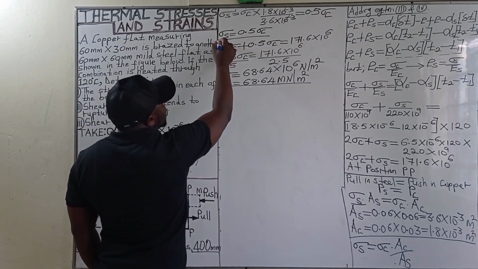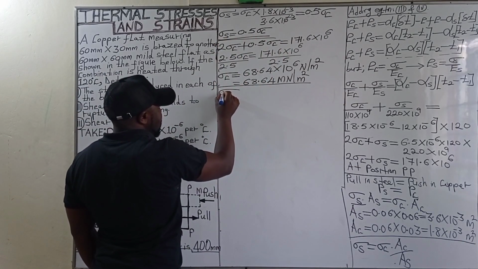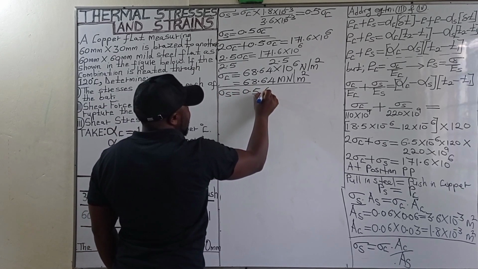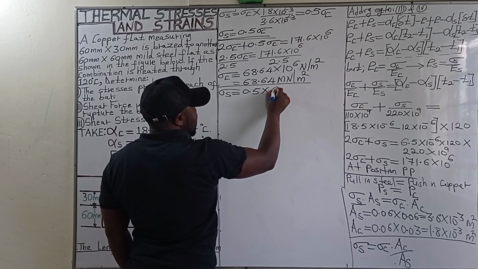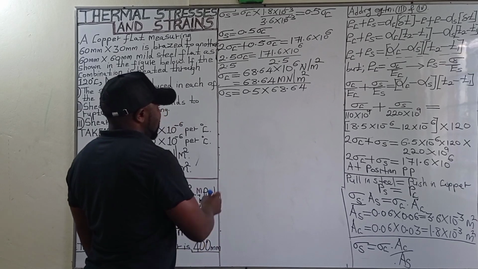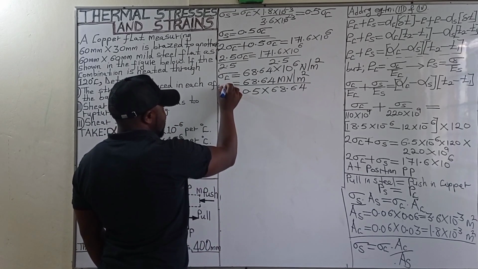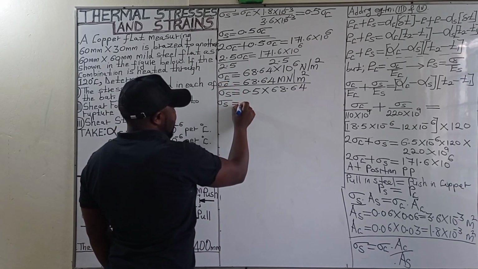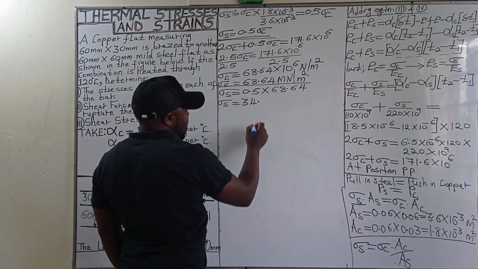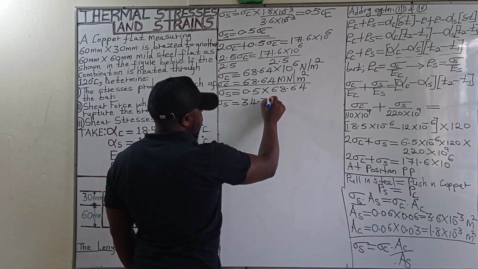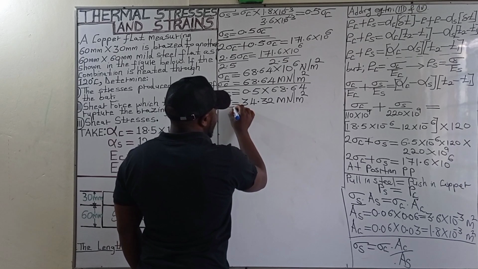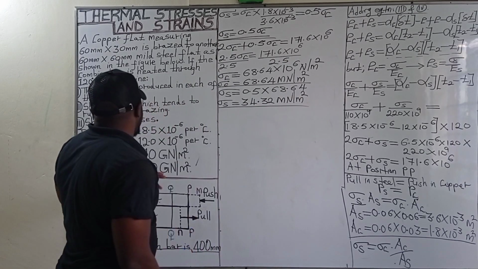On the other hand, the stress in steel will be 0.5 times the stress in copper, which is 68.64 meganewtons per square meter, which is going to give us 34.32 meganewtons per square meter. So we have answered the first part of the question.